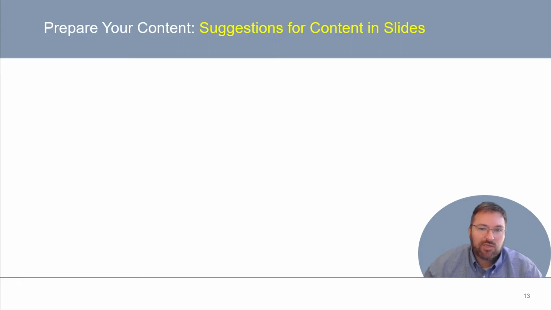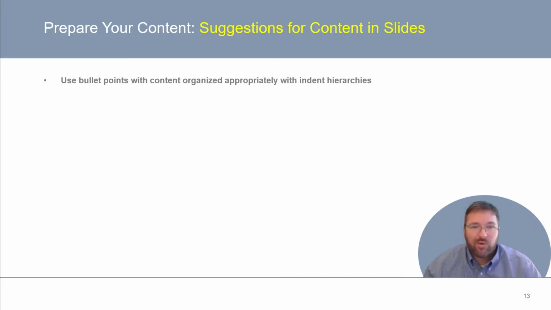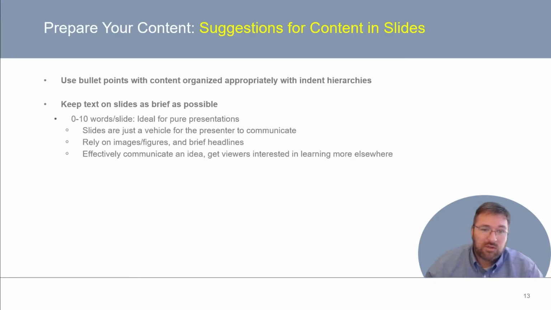Briefly, here are some other suggestions for content in slides. I'd recommend using bullet points with content organized appropriately with indent hierarchies. It's also always a good tip to keep text on slides as limited as possible. Having 0 to 10 words on a slide is often ideal for pure oral presentations. Here, the slides are just a vehicle for the presenter to communicate, and they're generally relying on images or figures or brief headlines in order to effectively communicate an idea, or to get viewers interested in learning more elsewhere.